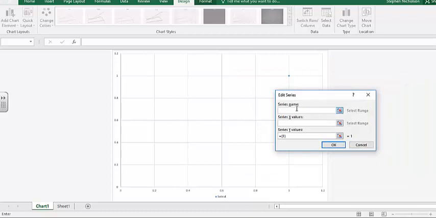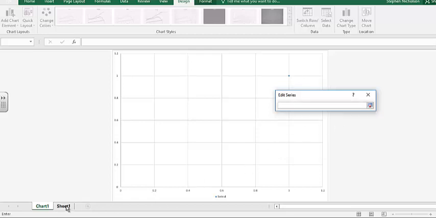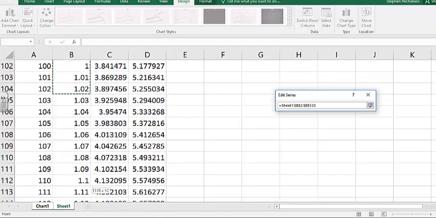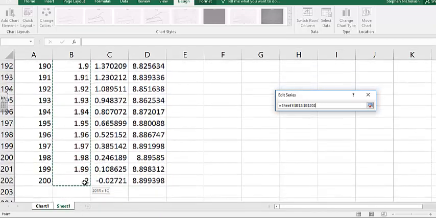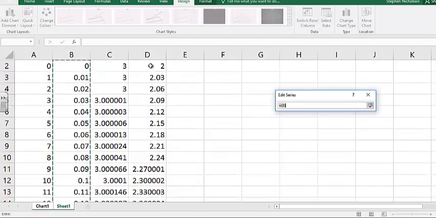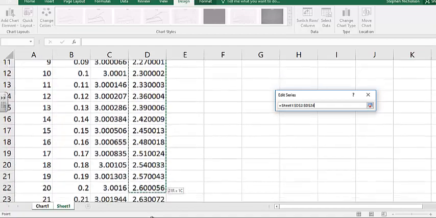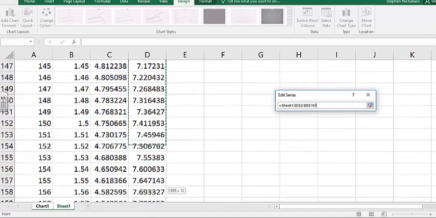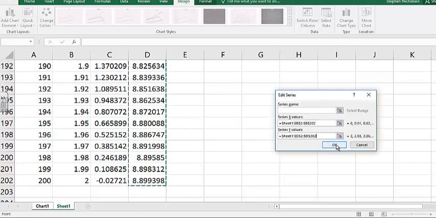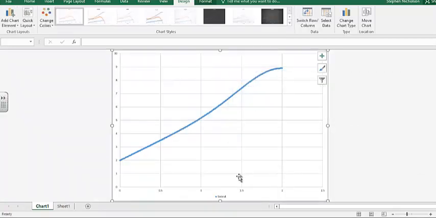So first thing to do is we're going to add the data. It says series name. Well, we only have one series, so we don't need to put a series name. X values. So we click on that, and then we go back to our data, and we're going to highlight all the X values from 0 to 2. So this is the X values, and you press enter. And then you pick the Y values. The Y values are in column D. You highlight all those, get to the bottom, push enter, say OK, and OK. So that is the solution to the differential equation.